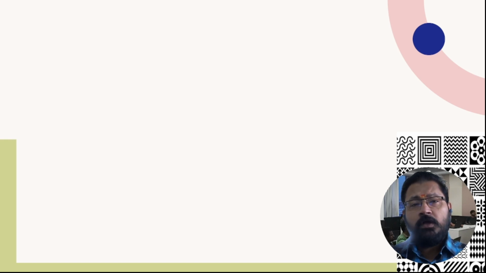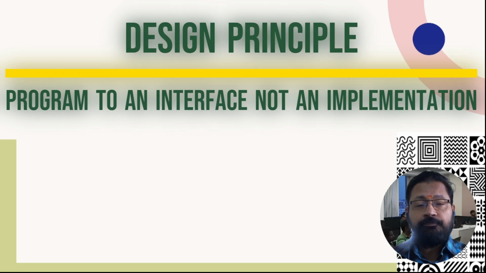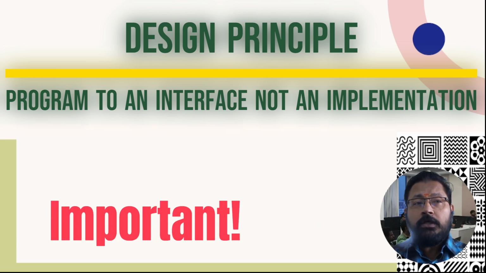Another design principle that forms part of the foundational design principles, which I haven't discussed in previous videos, is: program to an interface, not an implementation. This design principle forms the crux of all the different code that we are going to write going forward. Why is this design principle so important? The simple explanation to this principle is better understood by looking at some code.